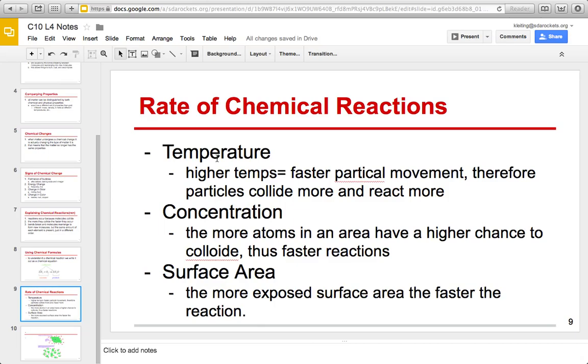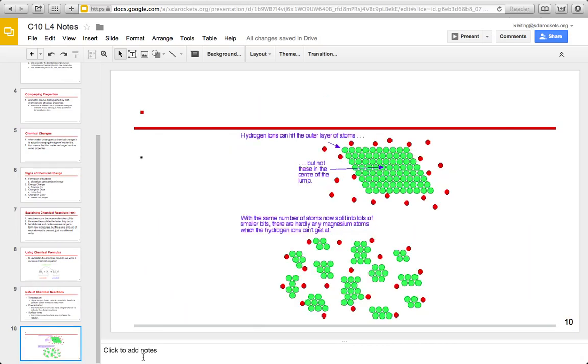Our last one is surface area. The more exposed surface area, the faster the reaction. That one's a little harder to visualize, and we have a picture coming up right here. So, if our little red dots are hydrogen, and then whatever we want to call our green dots, we can see that our red dots are having a lot harder time getting to the things in the middle. So our surface area is pretty low considering the amount that we have here.